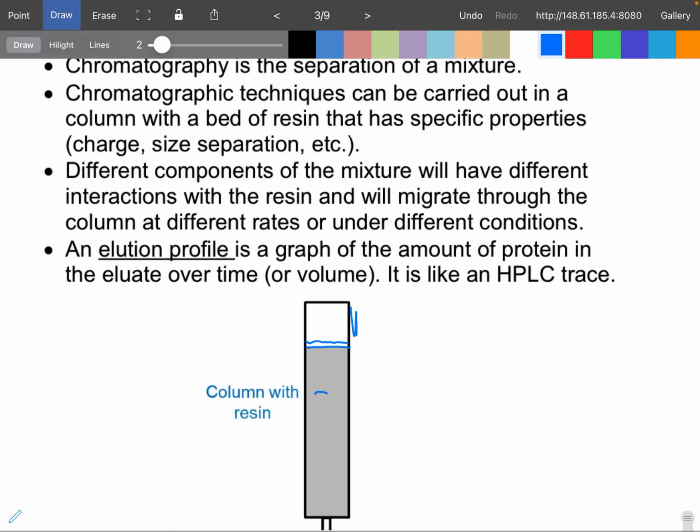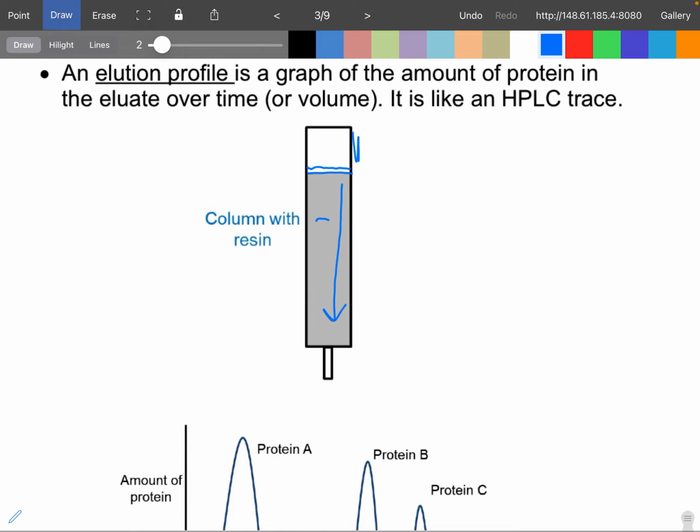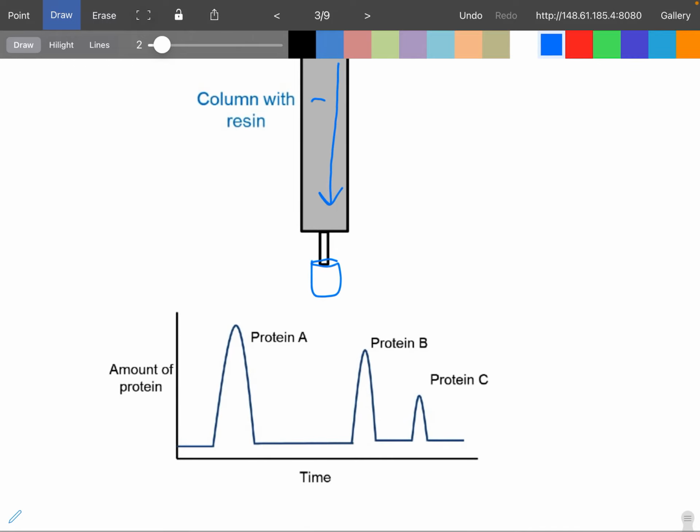Now, different components of the mixture, different proteins and small molecules, will have different interactions through this, based on charge or size or whatever it happens to be. And those different components are going to migrate through this bed of resin at different rates. And so what we would do over the course of a purification is we would collect the protein that's coming out here in solution in different fractions. So we might collect every 1.5 mils or something, we would change a tube, and we would get a series of fractions, and we could generate what we call an elution profile.